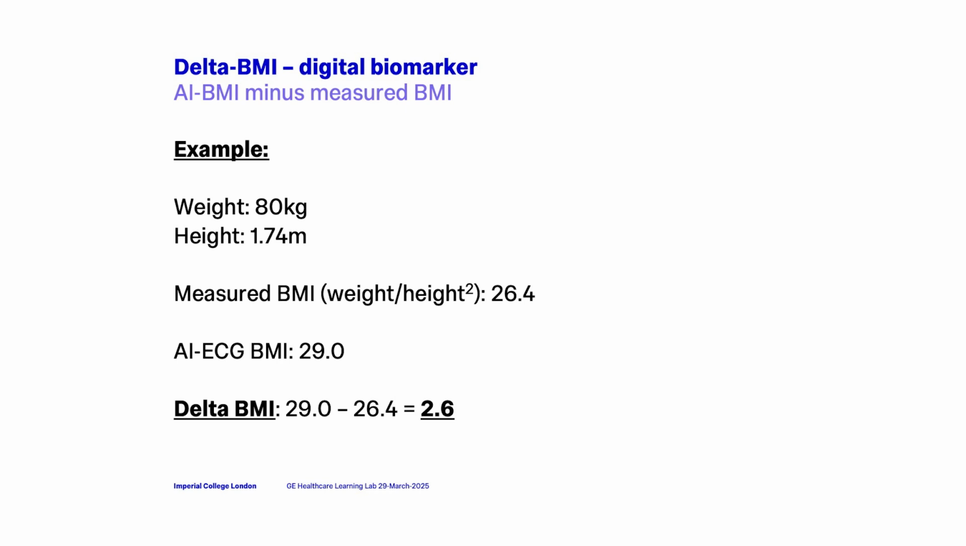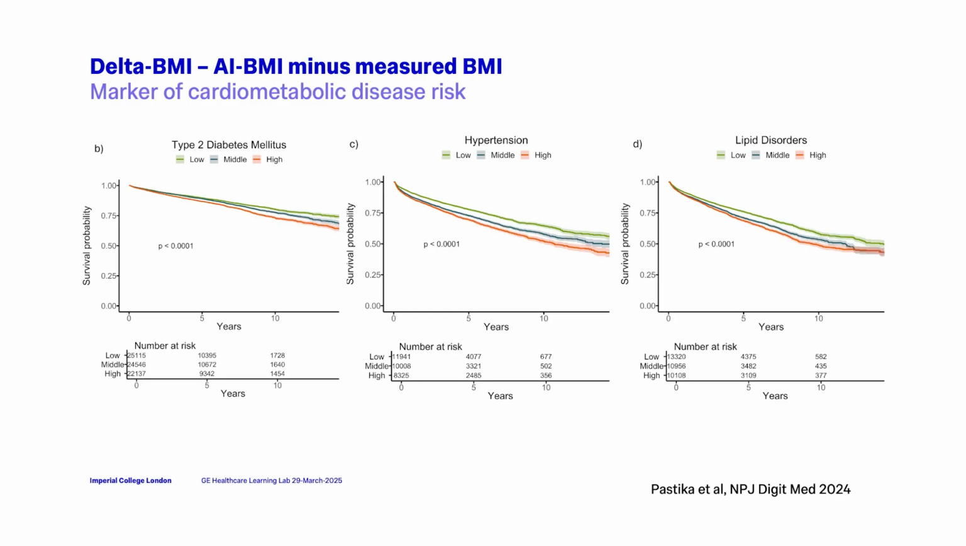And this concept of delta BMI, which is the difference between what is predicted and the real BMI, actually holds important information about risk. So if we look at people with delta BMI and follow them out over 20 years, and this is retrospective data, apparently the greater the discrepancies, so the more the model thinks you're fatter when you're thin, the more diabetes, hypertension, and lipid disorders you have over many years. So here's an example of how you can train a model using something that is easily measured, like body mass index, and actually use that as a useful biomarker.